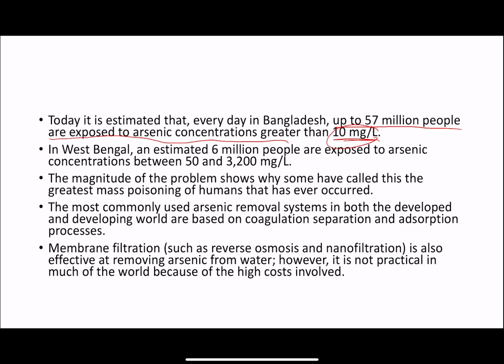In West Bengal, India, an estimated 6 million people are exposed to arsenic concentrations. Look at this, 50 to 3,200 micrograms per liter. So people are dying of cancer because of arsenic in West Bengal and in Bangladesh. Of course, the magnitude of the problem shows why some have called this the greatest mass poisoning of humans that has ever occurred.